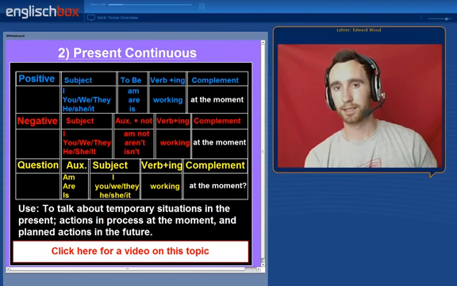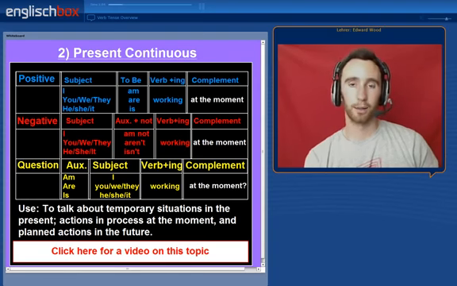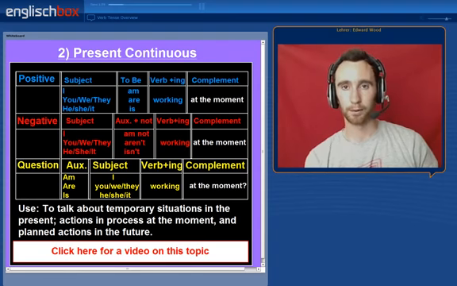We have the subject, I, you, we, he, she, it, or they, then the verb to be in its conjugated form. This is the auxiliary in the present continuous, then the verb plus ing, and then the complement. So for example, I am working at the moment.